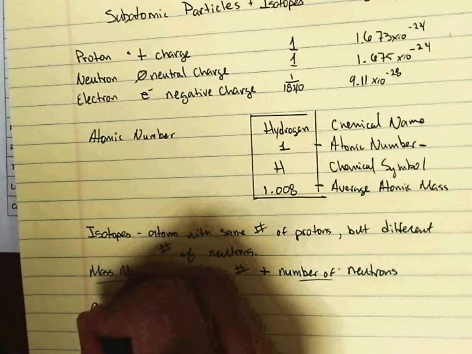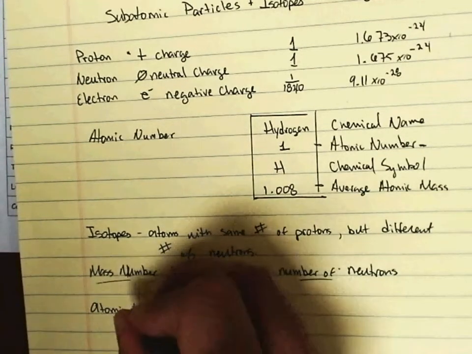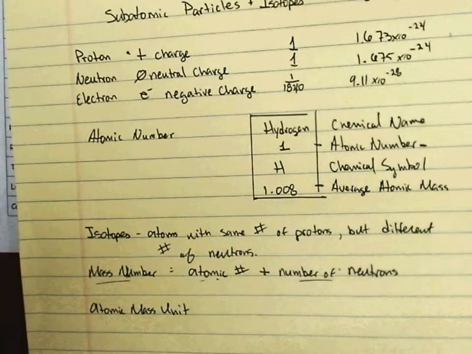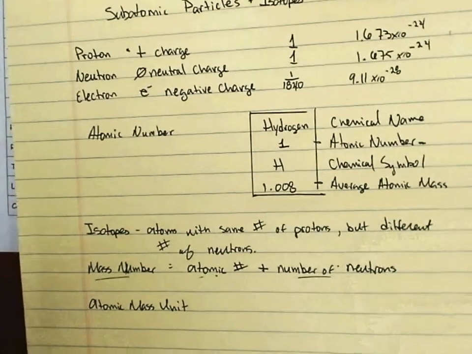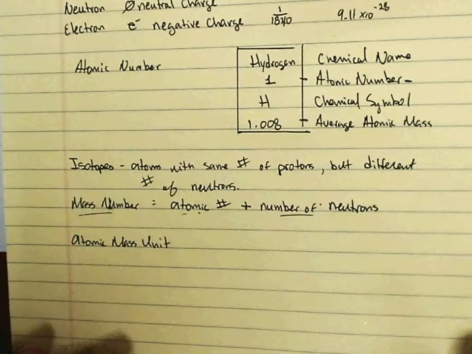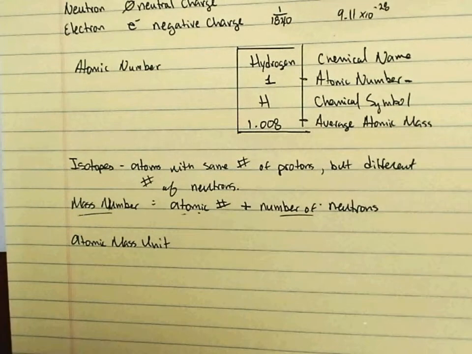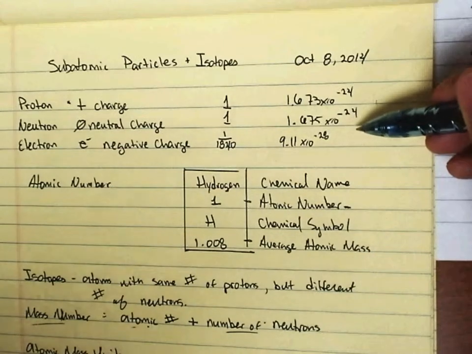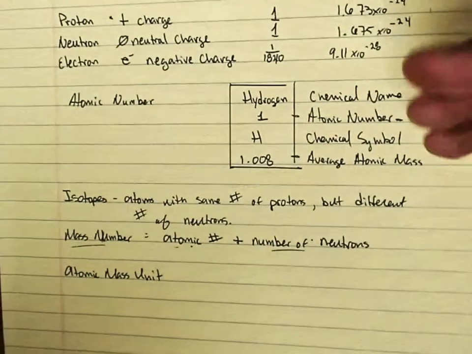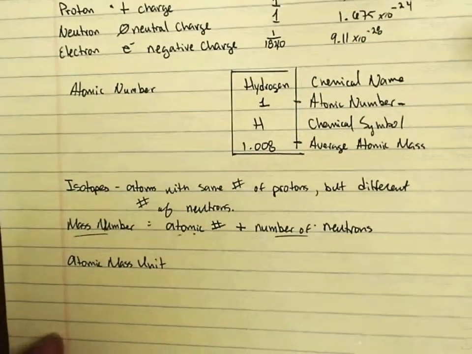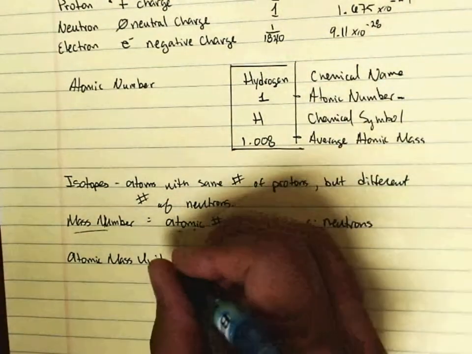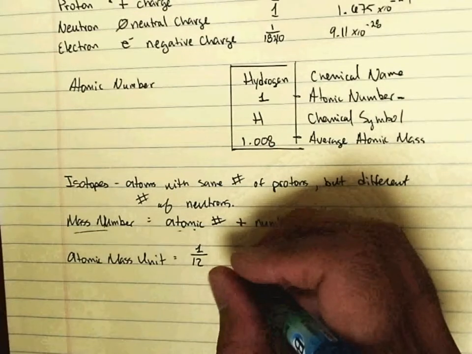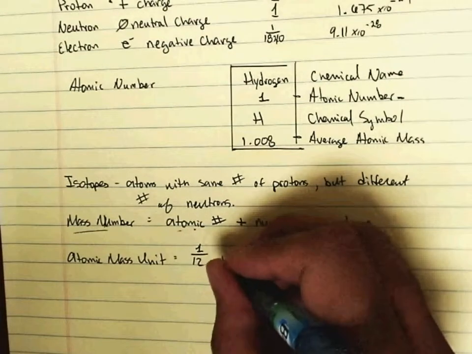Next we have the atomic mass unit. And the atomic mass unit is what we use to count the mass of our atoms. Because atoms are so light, we don't want to be using these numbers. So we've designed a way to count our atoms, and the atomic mass unit is 1/12 the mass of carbon.